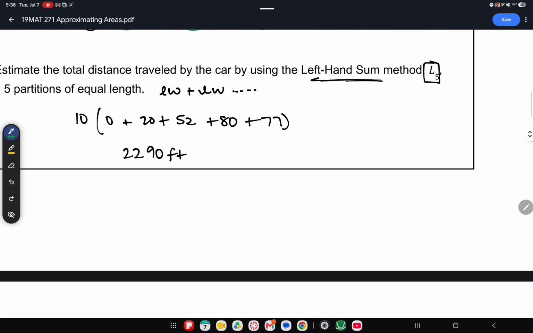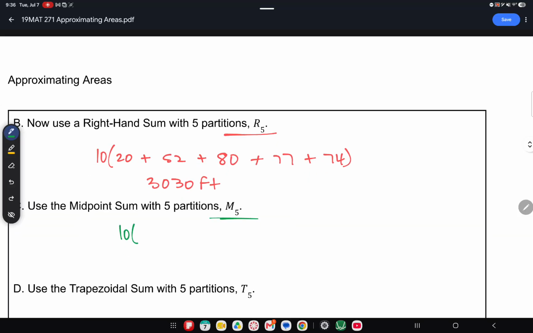So then we can add all of those up. So it was 14, 28, 70, 86, and 70. So if I do all this math, I get 2,680 feet. Okay.